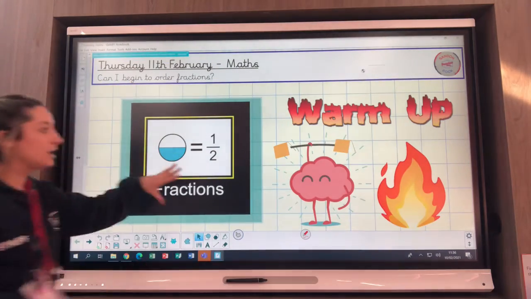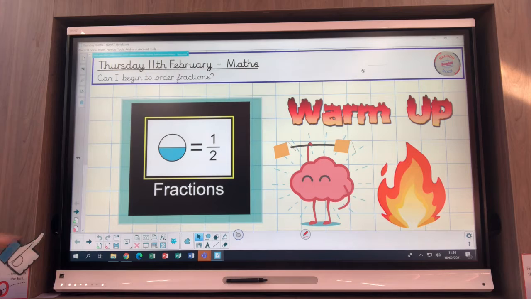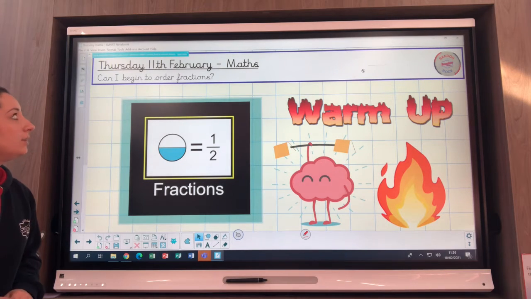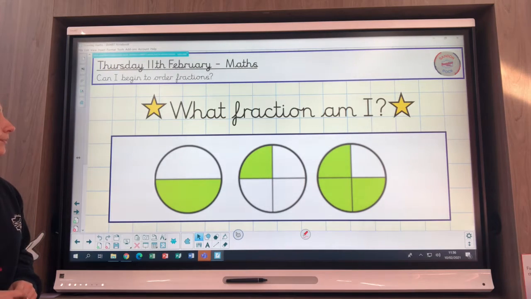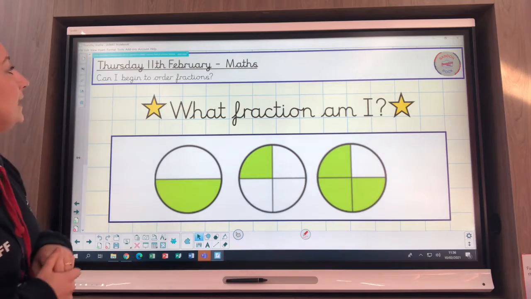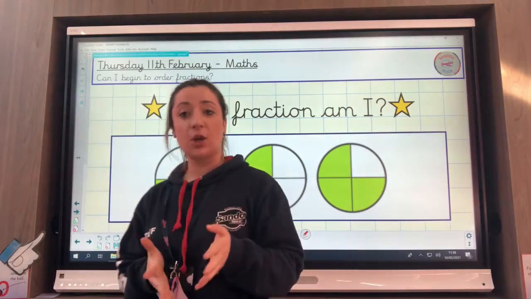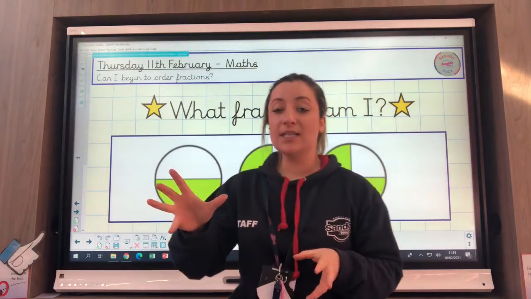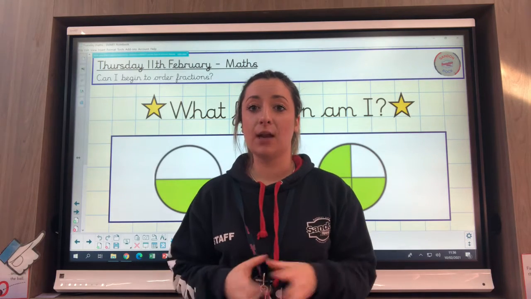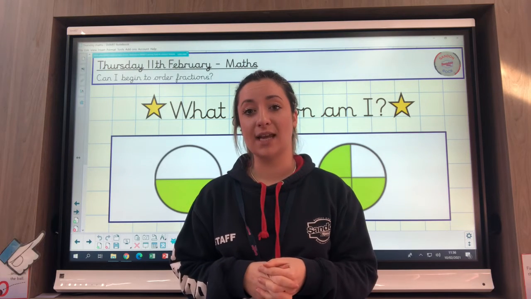So we've done our fraction match, we have warmed up a little bit, and now we're going to have a look at our learning question. So our learning question is to begin to order fractions. So we're going to put them from the smallest amount to the largest amount. So that's going to be our main focus for today's learning.